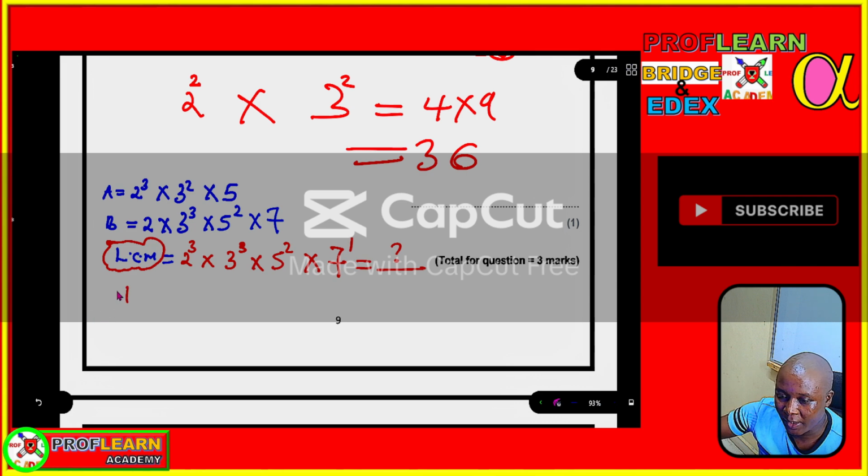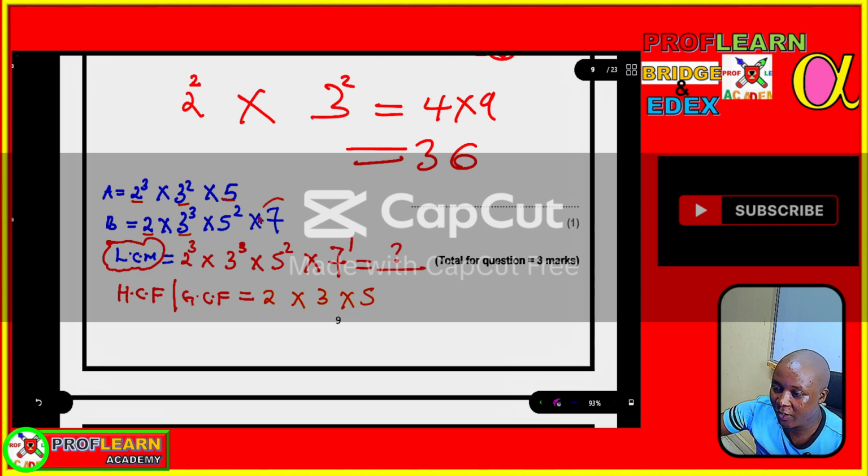But if you are supposed to find the highest common factor or greatest common factor, you are going to pick the terms which are common. 2 and 2 is common, so you pick 2. You pick 3 because it appears here and also here. 5 you will pick because it's here and here. 7 we shall not consider for the highest common factor. Now we need to pick the least powers. The least power for 2 is 1, for 3 the least power is 2, and for 5 the least power is 1.